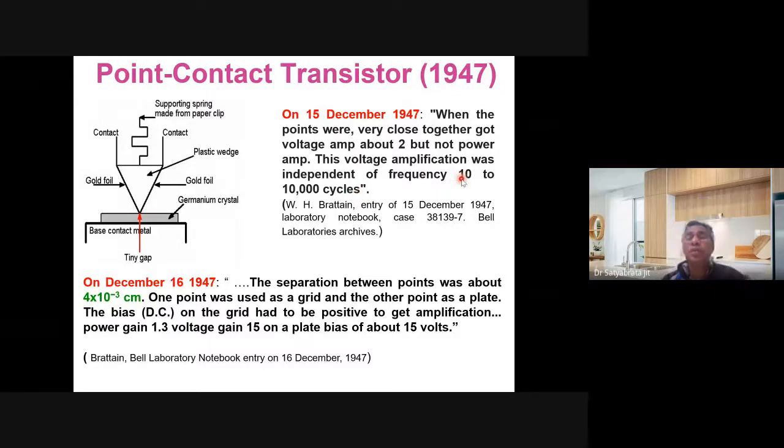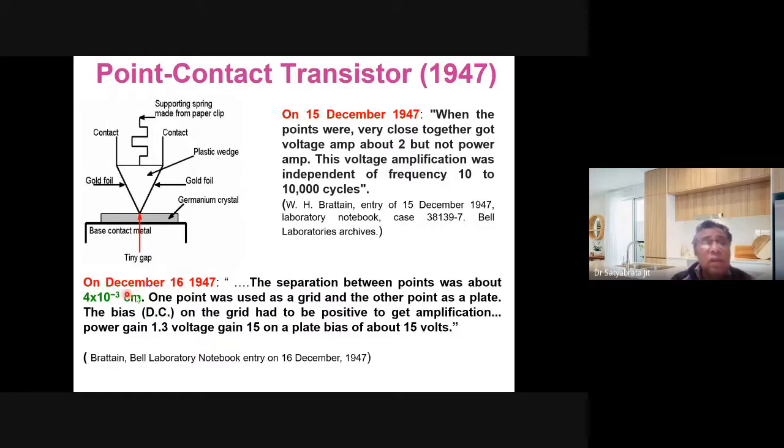That means Brattain observed on 15th December 1947 that when these two contacts were placed very close to each other, they obtained a voltage amplification of 2, but they did not get any power amplification. And they further observed that the amplification was almost independent of frequency for the low frequencies, in the sense of 10 hertz to 10 kilohertz.